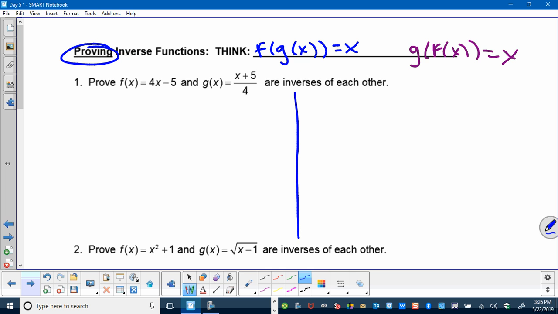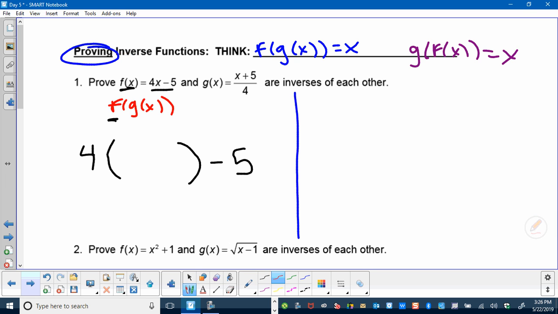So here we go. Split your space anytime you see prove into two separate spots. First, you're going to do f of g of x. So remember, this is where I told you to copy down your outside function without his x at all. So copy down the f function without x, a giant parenthesis. So 4 blank minus 5. What are we substituting inside? Oh yeah, we're substituting g of x inside. So I'm going to substitute x plus 5 over 4.